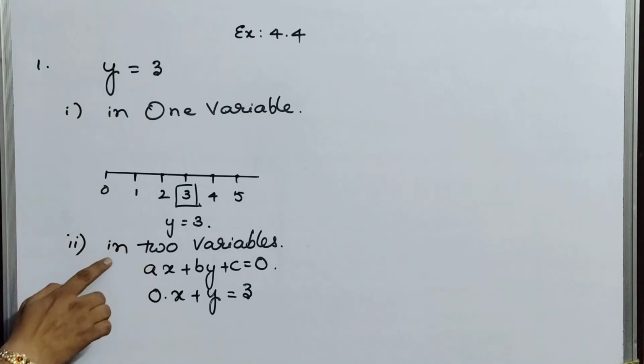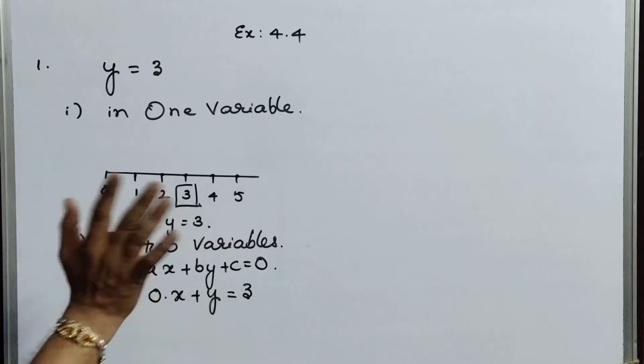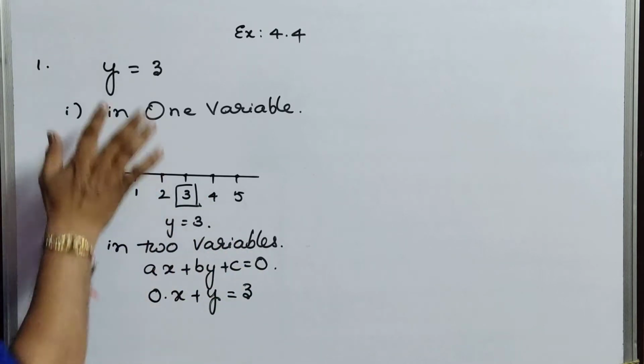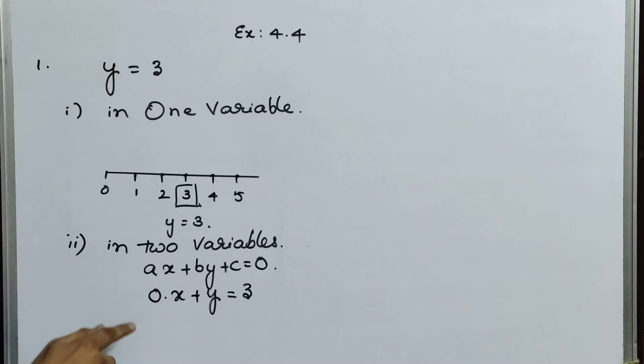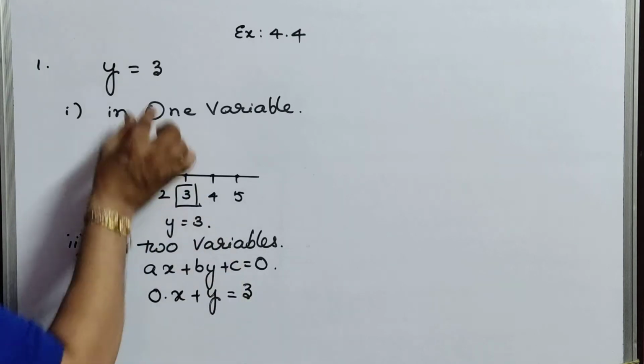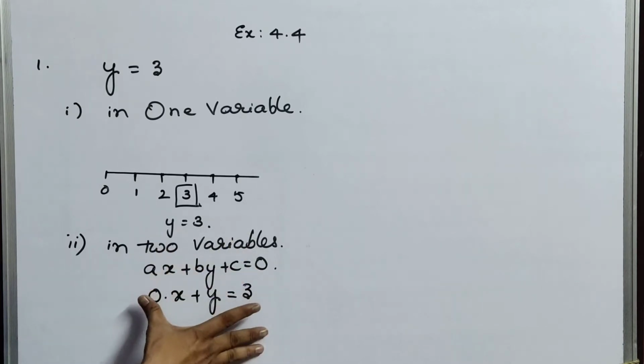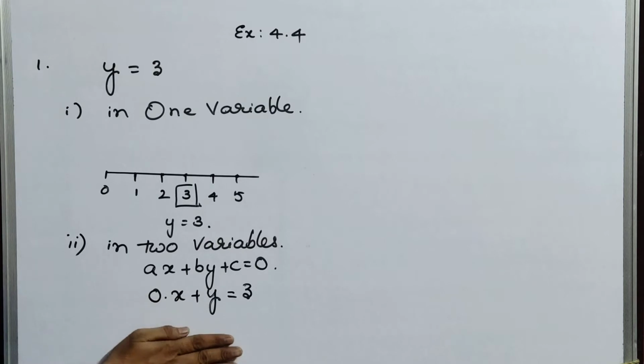Compare that equation with the two variables equation, ax plus by plus c equals to 0, no? The x coefficient, nothing is there. So that's why I wrote 0 dot x. 0 dot x means 0 into x plus y equals to 3. If you bring this side, minus c, minus 3. So the equation will be like that. So, write it without confusion.